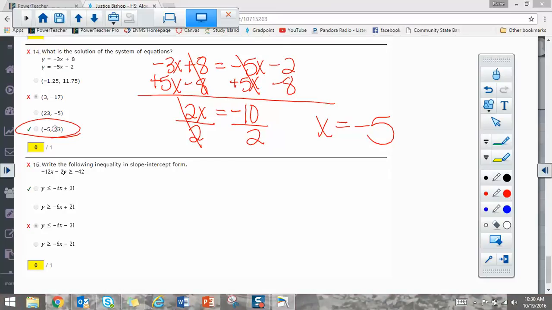Slope-intercept form on number 15. First thing you're going to do is add 12x to both sides. So that's going to give you, and be really careful here with your signs, negative 2y is greater than or equal to 12x minus 42. So again, I'm squeezing that x term up in front of the negative 42.